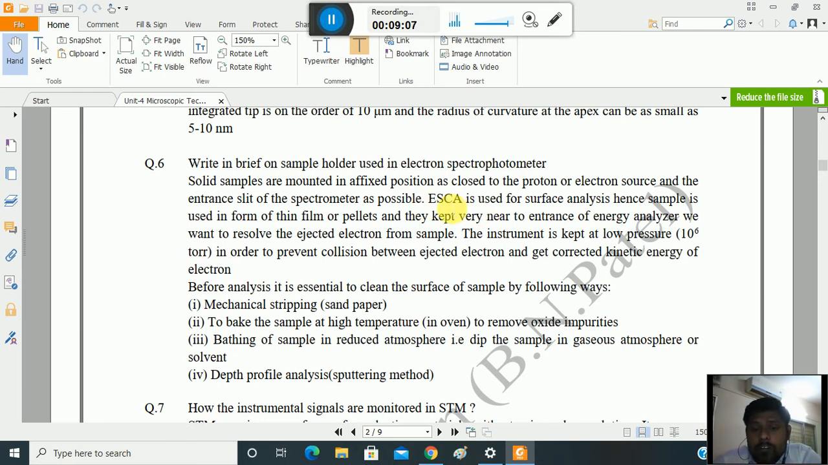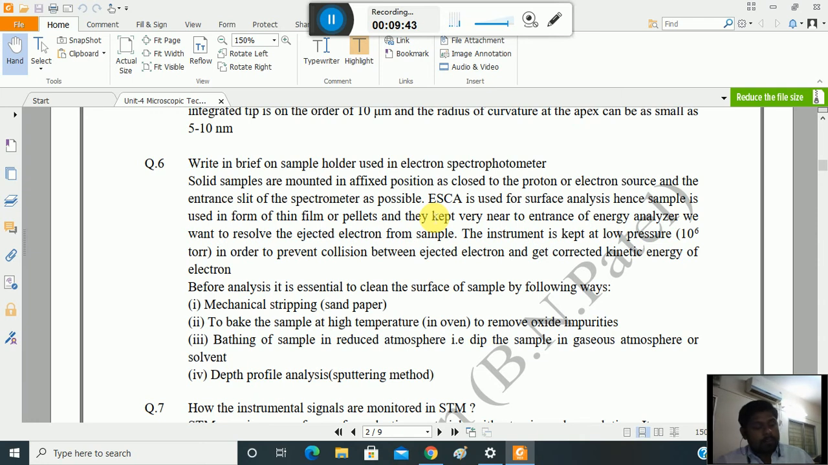Electron spectroscopy for chemical analysis, that is ESCA, is used for surface analysis, and the sample is used in the form of a thin film or pellets, kept very near to the entrance of the energy analyzer. We want to resolve the ejected electrons from the samples. So in ESCA, if there is a solid sample, then make a powder of it, then coat that powder on a surface to make a thin film of your solid material for analysis.